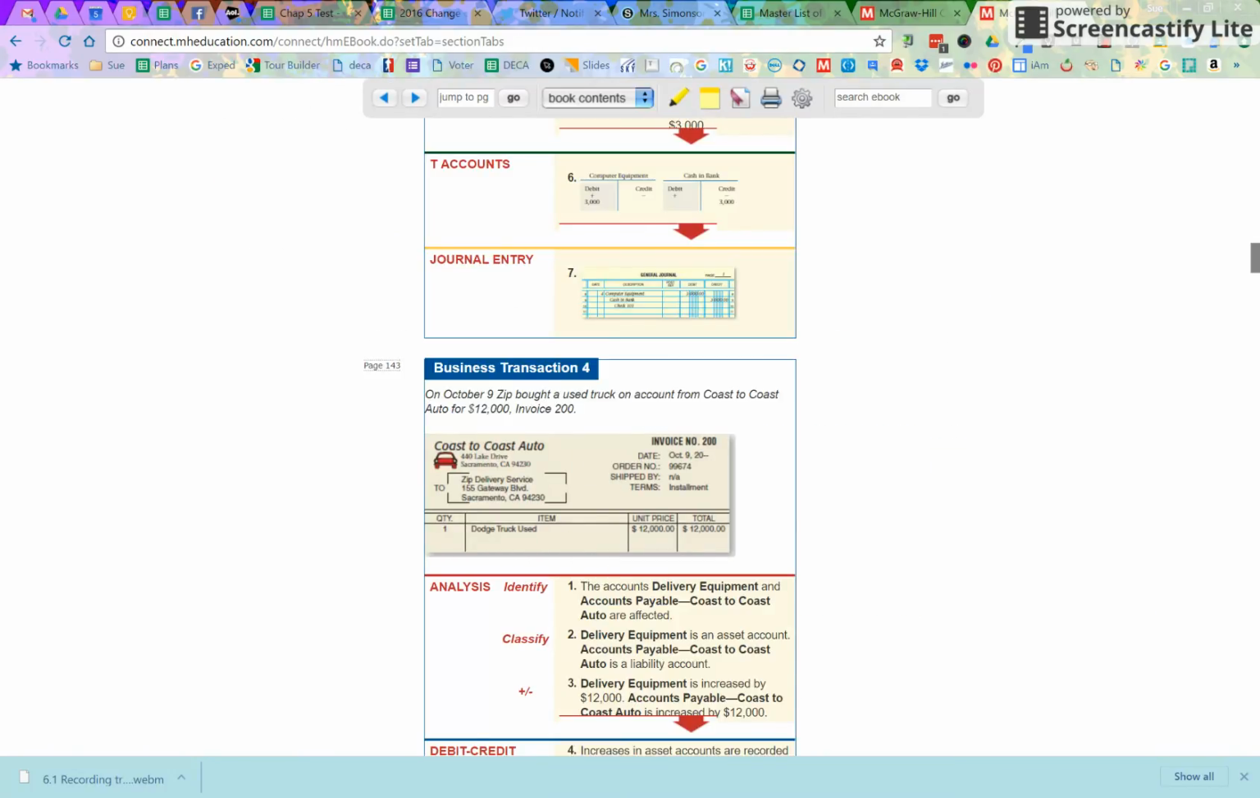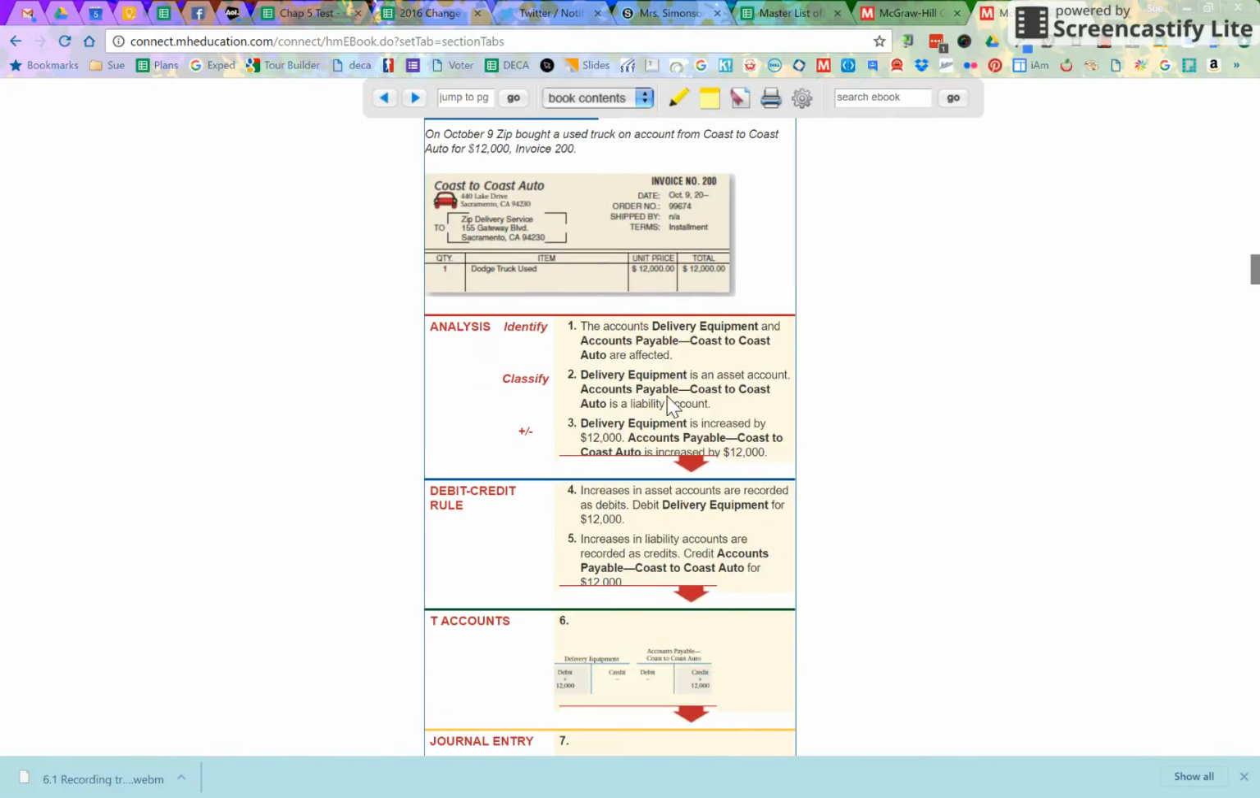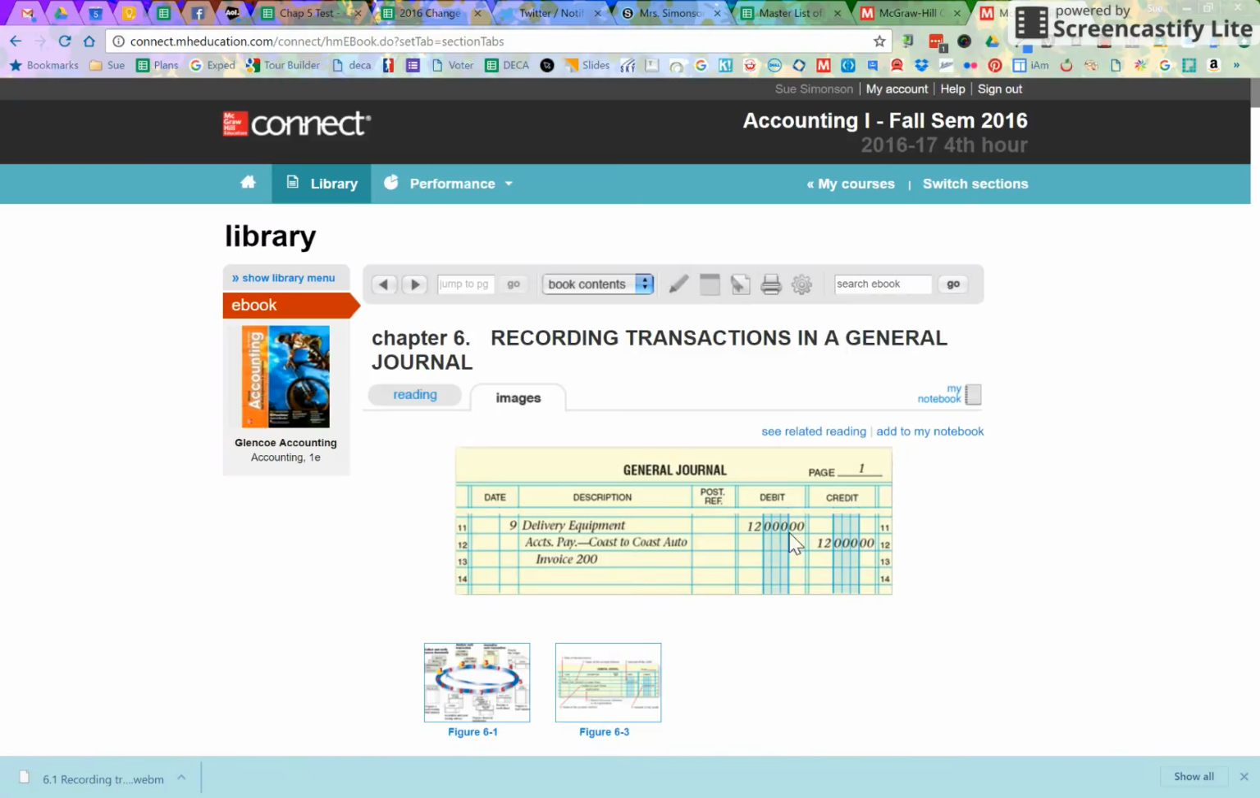We bought a used truck on account. Okay, so here's our first invoice. Remember, we're Zip Delivery Service, so we are buying this. If it were our invoice, we'd have our name up here. A truck, and terms are we're paying in installments, so we're paying on account. If we bought it with cash, we'd have a check stub instead of an invoice. So our asset delivery equipment is going to go up. That's the debit. And accounts payable is going to go up, and that is our credit. And we write the invoice number listed there.